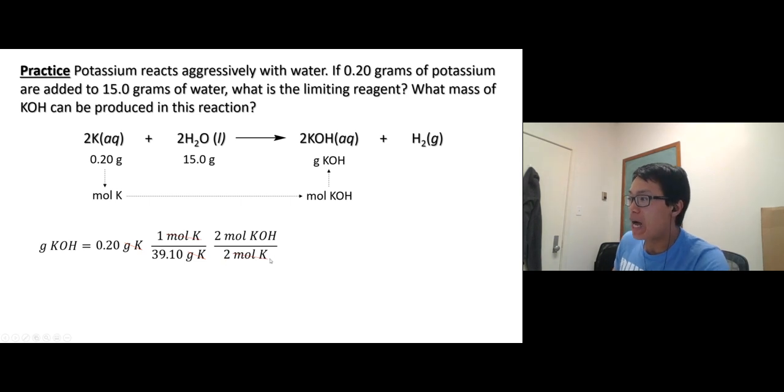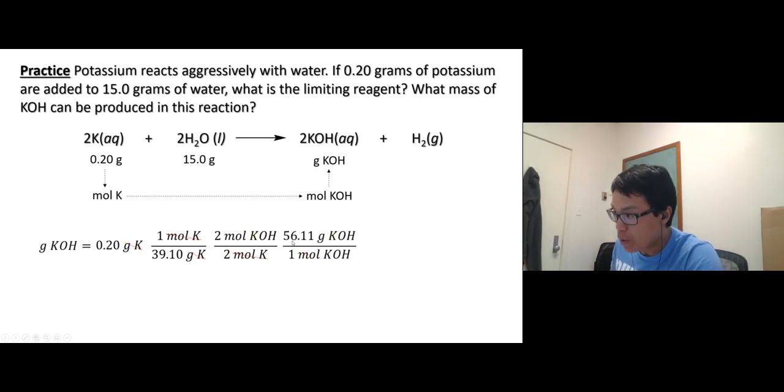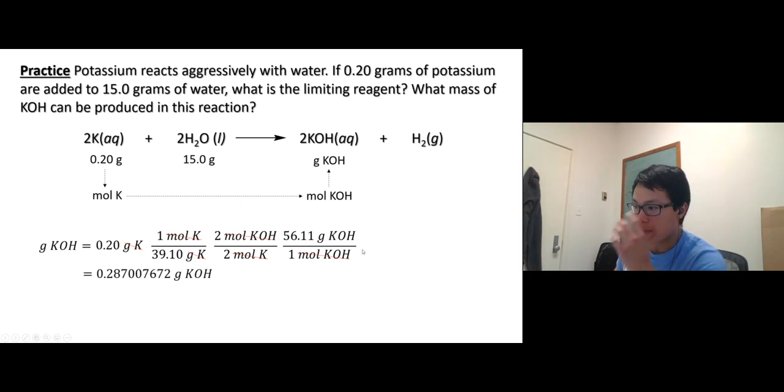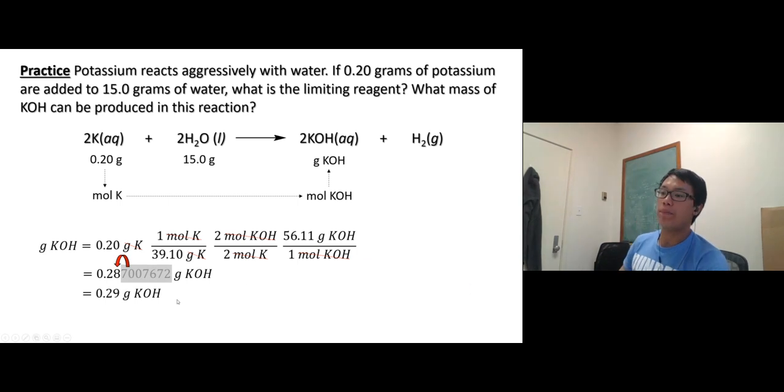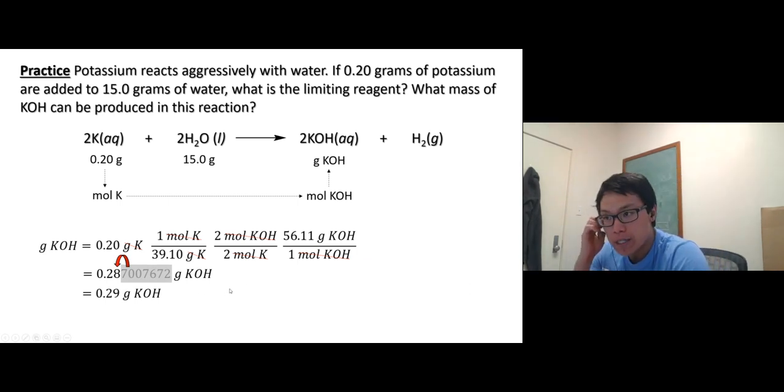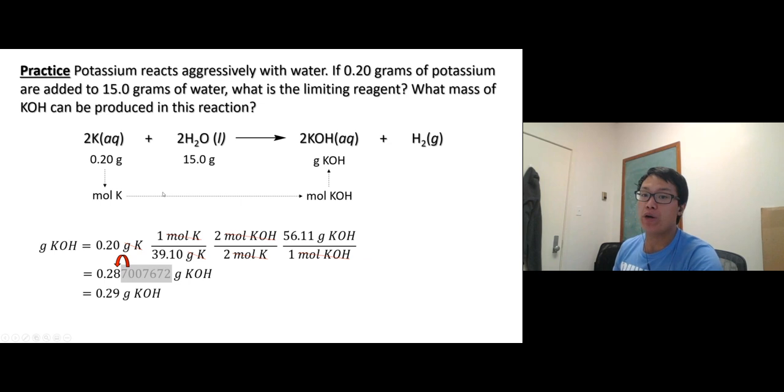Lastly, we convert moles of potassium hydroxide to grams of potassium hydroxide using the molar mass, 56.11 grams. Moles cancel out. Do the math here and you should get 0.287 and so on grams of potassium hydroxide. With 2 sig figs, we round it up to 0.29 grams. So if we use 0.20 grams of potassium, in theory we should get 0.29 grams of potassium hydroxide in the reaction.